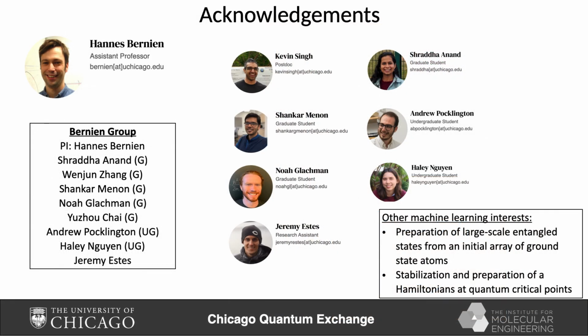The pictures and data shown in this video are from the Bernien lab at the University of Chicago. In addition to using machine learning techniques to improve the sensing capabilities of Rydberg atoms, we are also investigating the use of machine learning tools to prepare large-scale entangled states and Hamiltonians at quantum critical points.